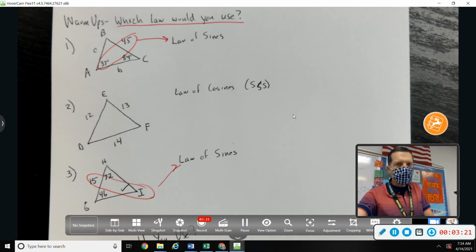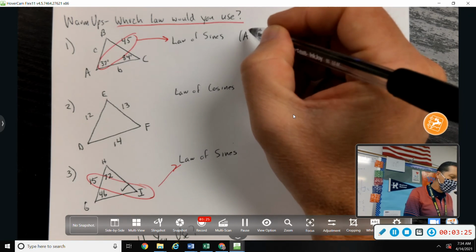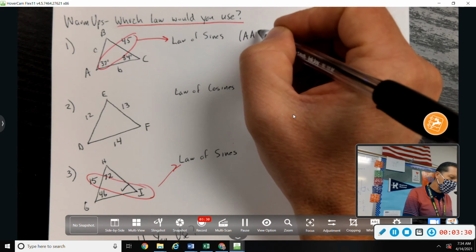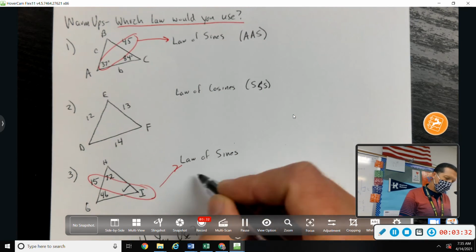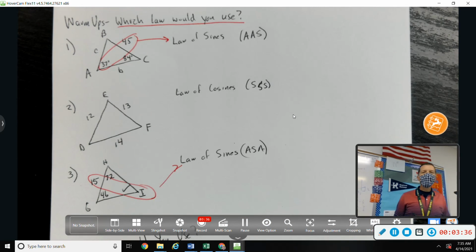But a few of you mentioned that the letters work as well. That would be angle, side. And this one was angle, side, angle. But I don't think most people do it that way. They just look for an angle side pair. If you got one, great. If not, no big deal. You're using law of cosines.